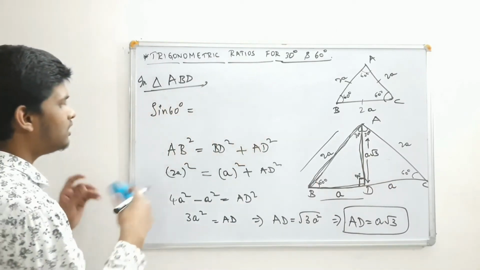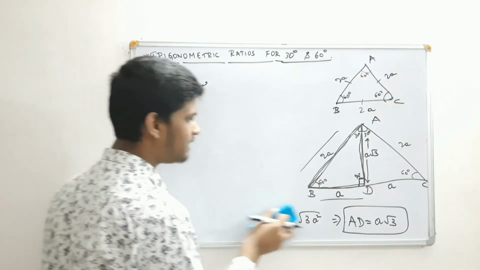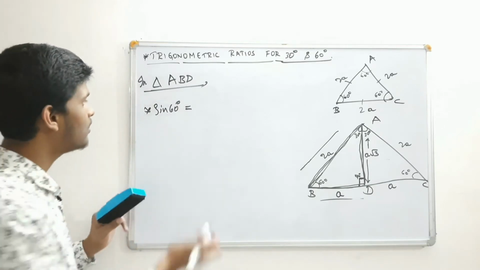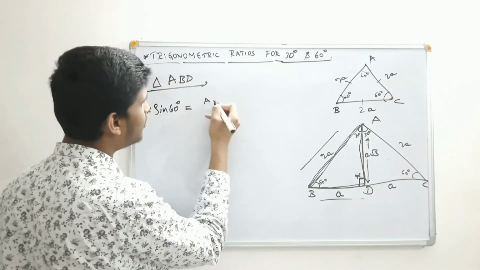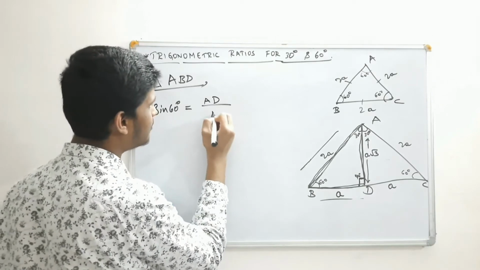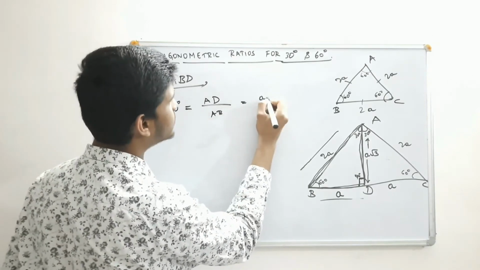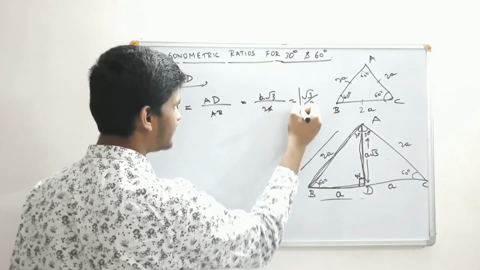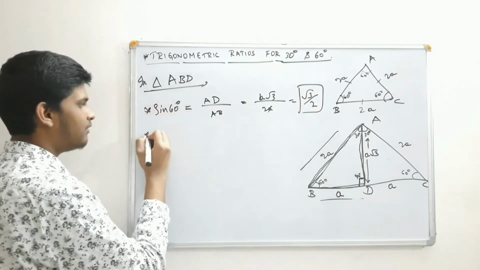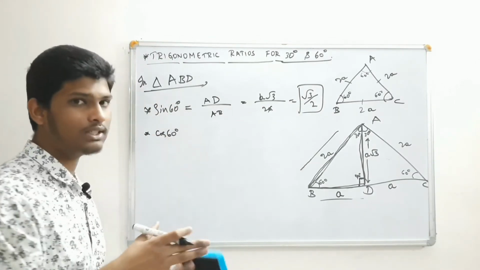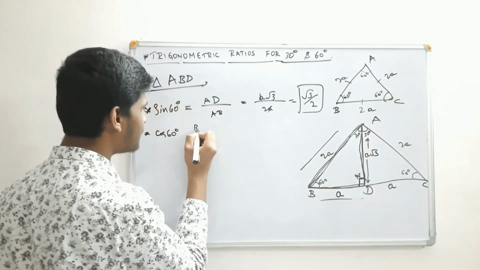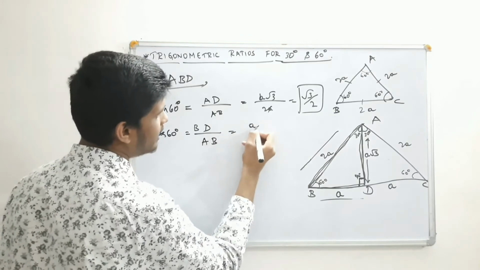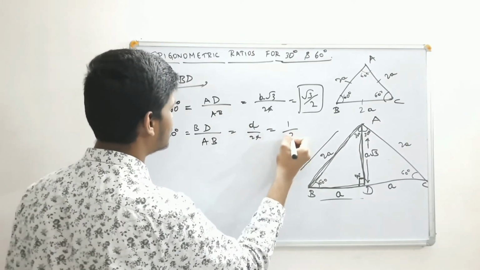Alright. So now let's find the ratios. It will be very easy now. So sine 60 is opposite side, that is AD divided by hypotenuse, which is AB. So it becomes A root 3 by 2A. A gets cancelled and we are left with root 3 by 2. So next, if you come to cos 60, cos 60 is adjacent side BD divided by hypotenuse, which is AB. So A by 2A, A gets cancelled, it is 1 by 2.